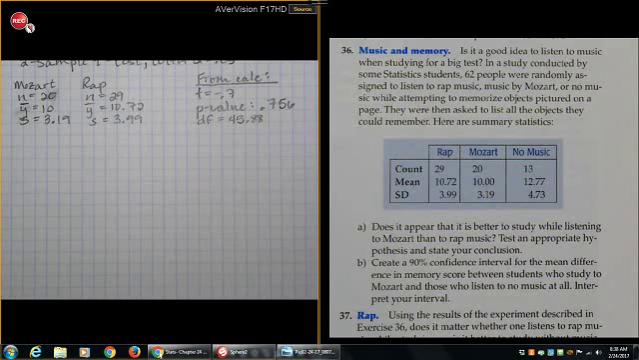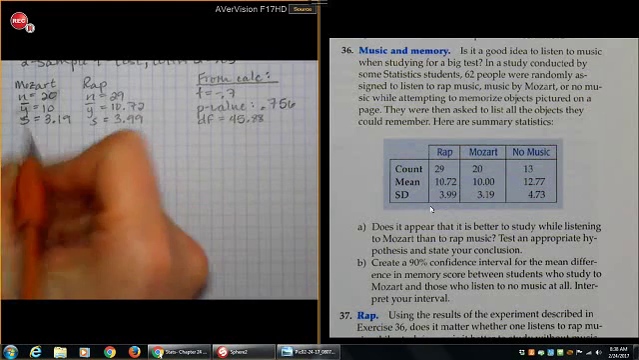So that's that. And this is not a terribly surprising p-value, because what we're seeing in our numbers over here is that the mean for the rap group was actually slightly higher than the Mozart group, though with a slightly larger standard deviation.